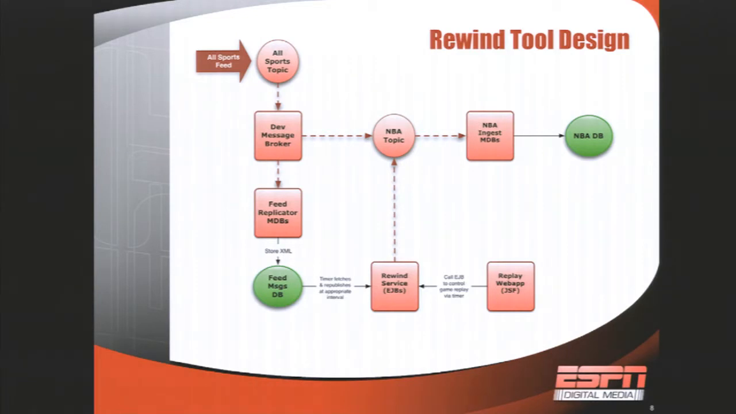So this is just a high level design of how it works. All of the messages come in through a single topic. We then have a message broker that splits them off into various topics of interest, right? Different groups want to get NBA data, but they might not care about NFL data. They're split off that way.